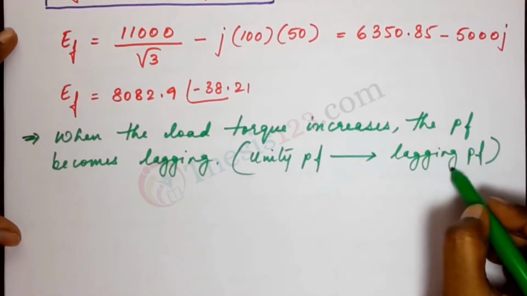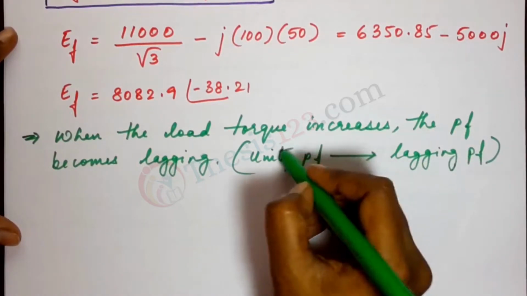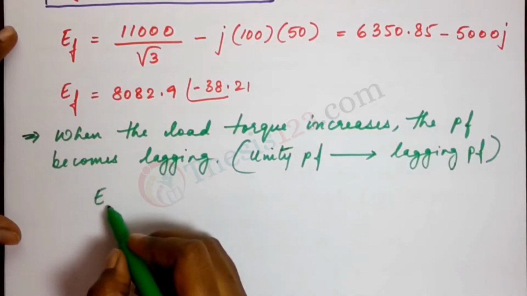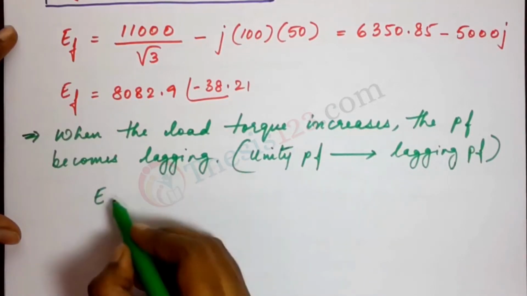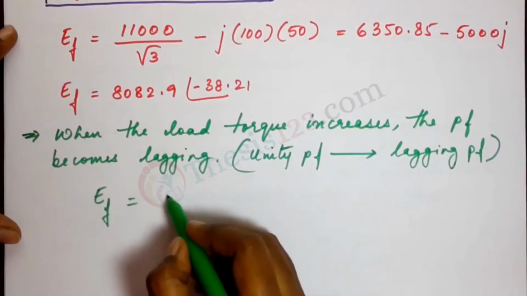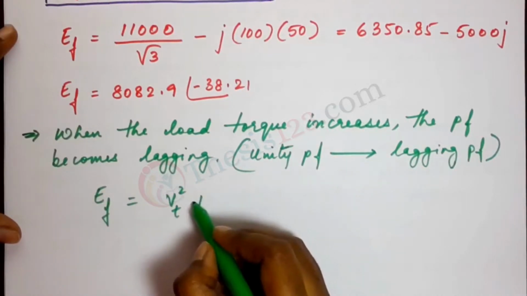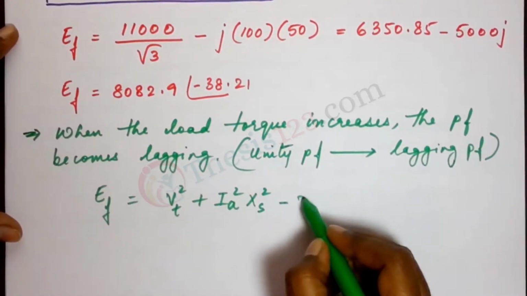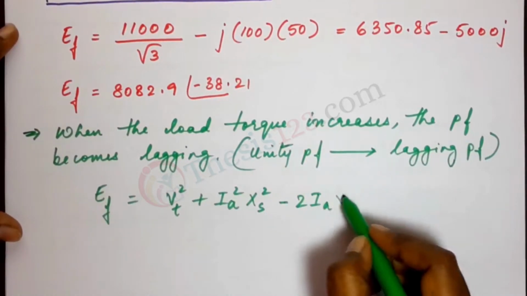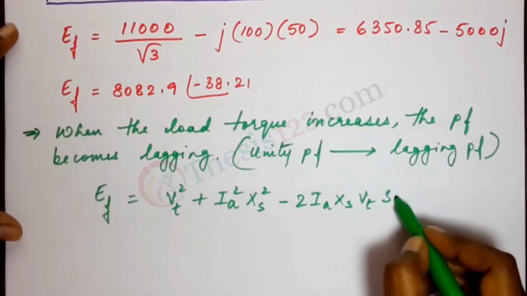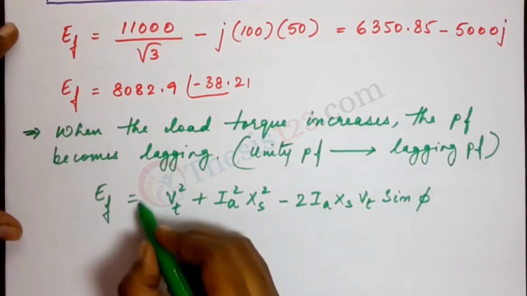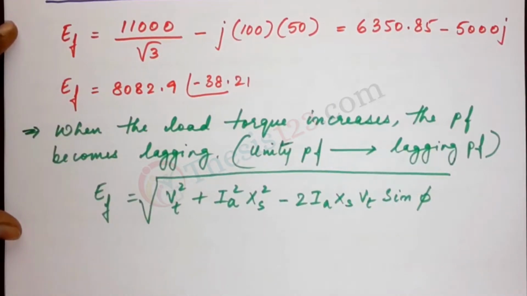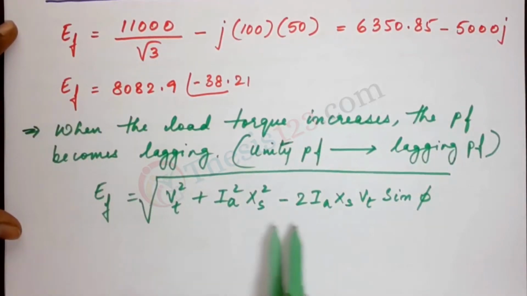Now it is because of this point we choose our next formula. You should know that the field excitation when the power factor is lagging is the square root of Vt squared plus Ia squared Xs squared minus 2 Ia Xs Vt sin phi. Please make note of this equation.